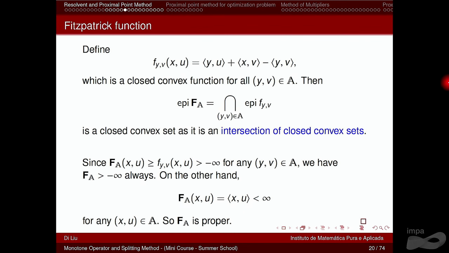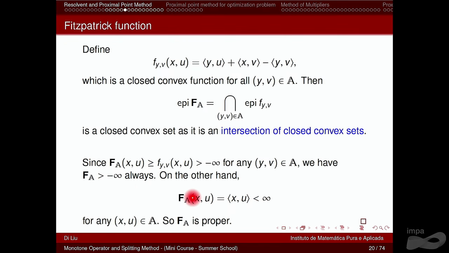Then we prove it is proper. Okay, proper means the function cannot approach negative infinity. So since by the definition, Fa is greater than any fyv for any pair yv belongs to the graph of A, and for any yv this function is a finite value. Okay, finite value. So we have Fa is greater than negative infinity.